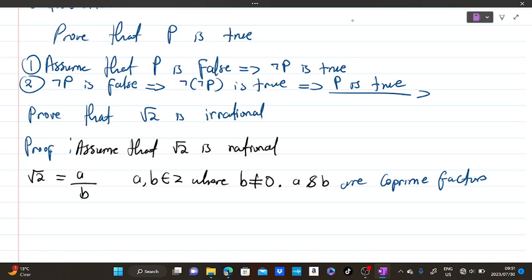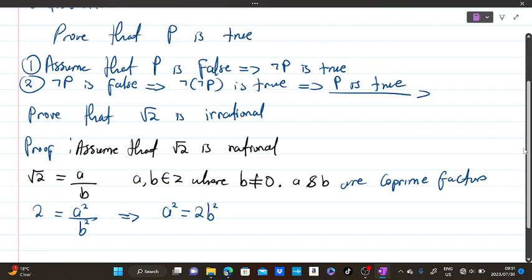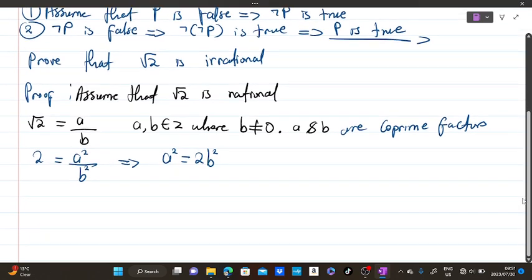Now we're going to square both sides. We're going to have 2 is equal to a squared over b squared, and then we make a squared the subject of the equation. We're going to have a squared is equal to 2 multiplied by b squared. And remember that b is an integer, but it cannot be 0 as we indicated here.